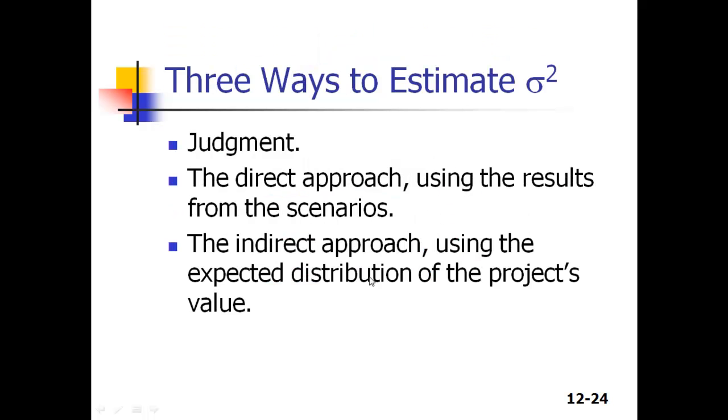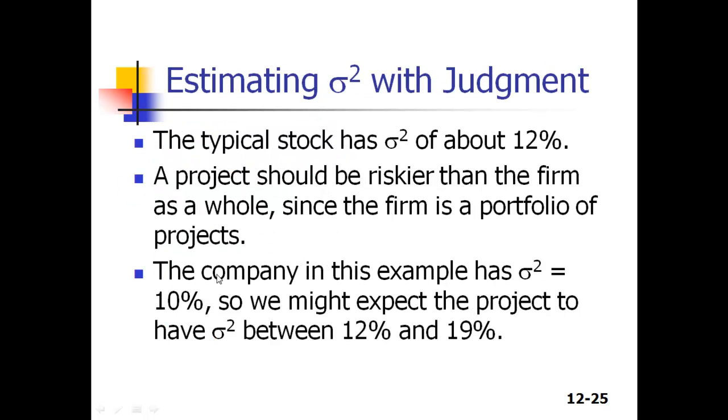Okay, now what are the different ways of doing this? One way is to just use your high level judgment. Another is to use what's called a direct approach, which is what we will spend most of our time on. And there is an indirect approach that's complicated and one that we will not use. Okay, how does judgment work? Let's say that the variance of the stock of the overall company is about 10%. Then the variance of the project that the company does, will it be more than 10% or less than 10%? It will be a little more than 10%. So you use your judgment and say if the company's variance is 10%, then the variance of the project that the company does is somewhere between 12 and 19% based on experience.